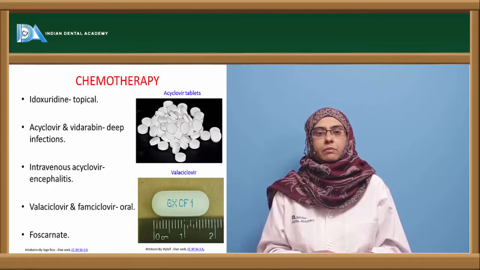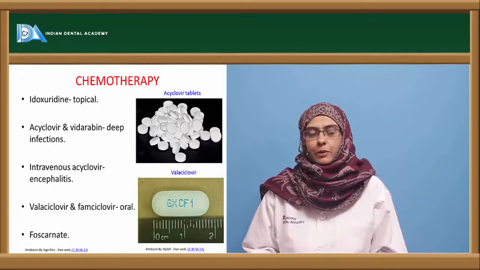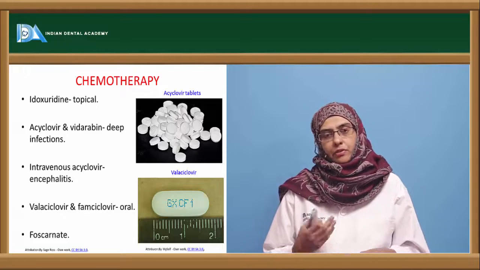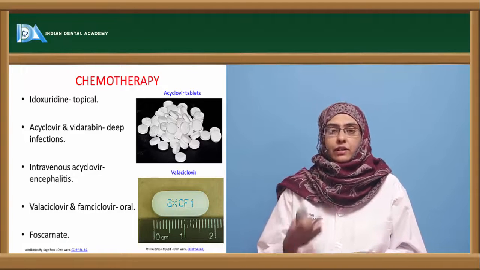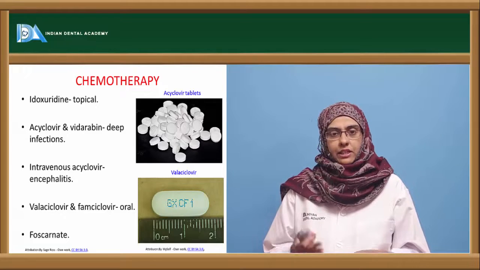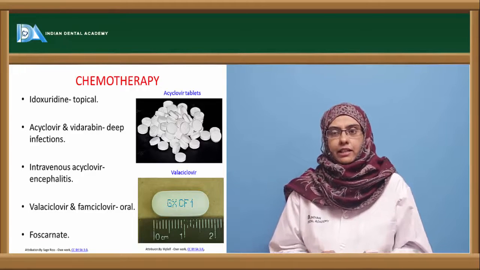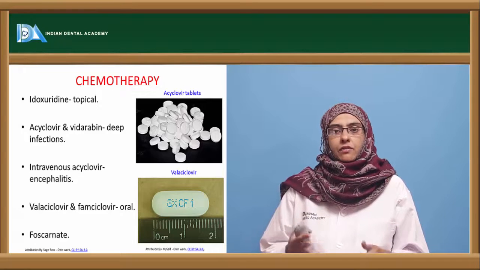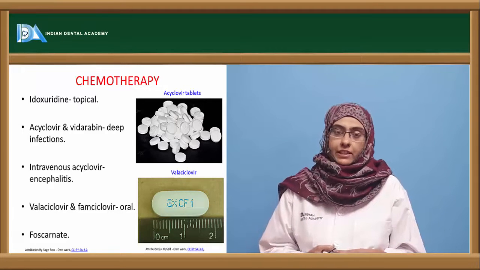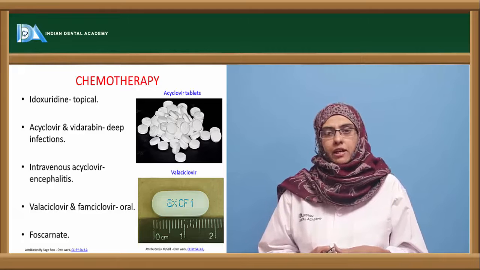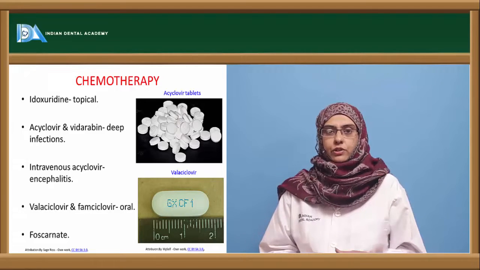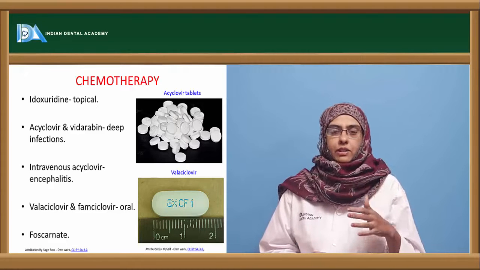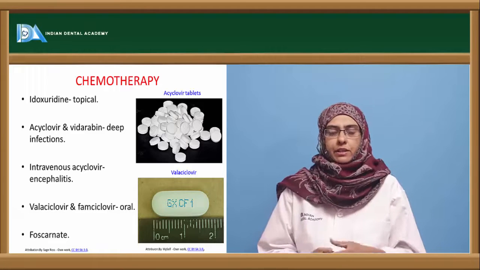Next, for the treatment aspect, chemotherapy of this infection can be done with topical application of idoxuridine. Next, we can go for acyclovir and vidarabine for deep systemic infections. For encephalitis, you can go for intravenous acyclovir, and valacyclovir and famciclovir act as good oral antiviral agents to inhibit the infection.